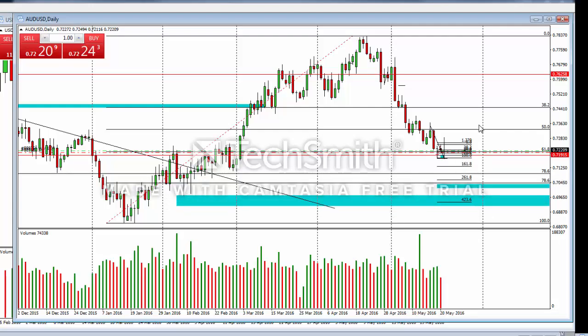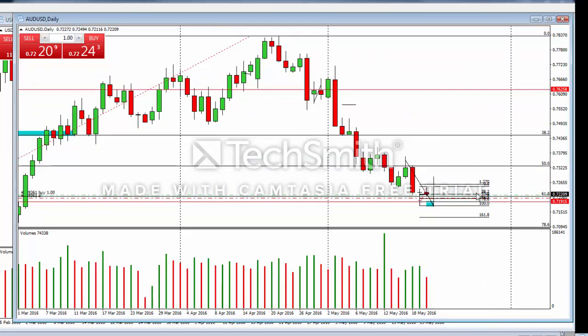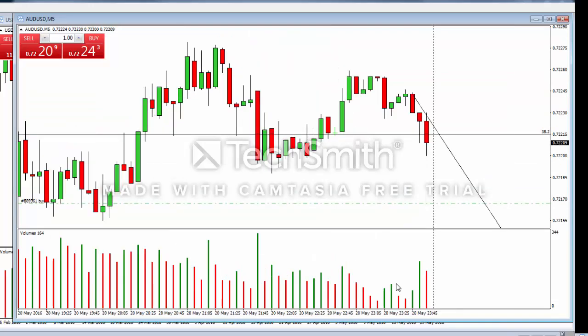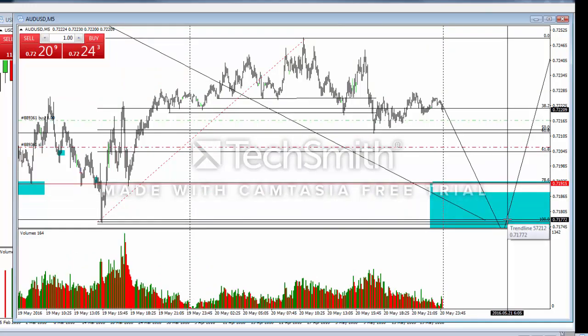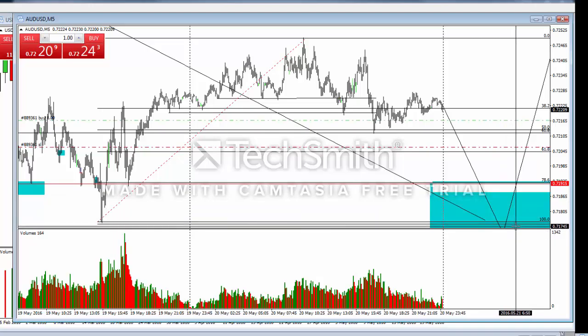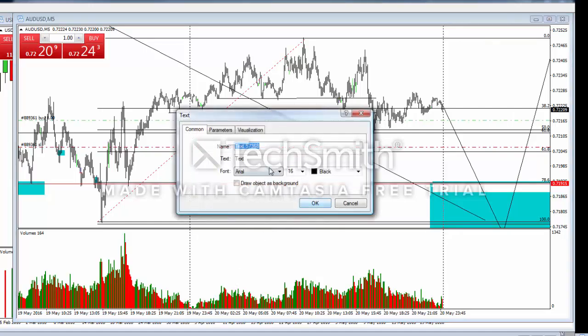So levels for the Aussie dollar, we're long at the moment. We're going to be looking to buy on any move lower in the 7191 to 7170. So we'll put 7191.